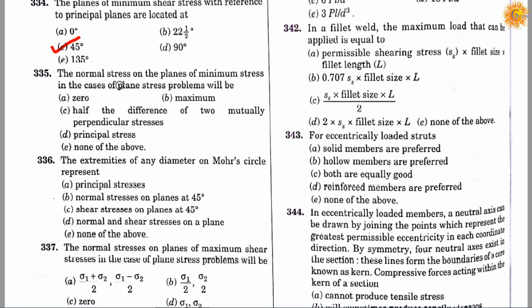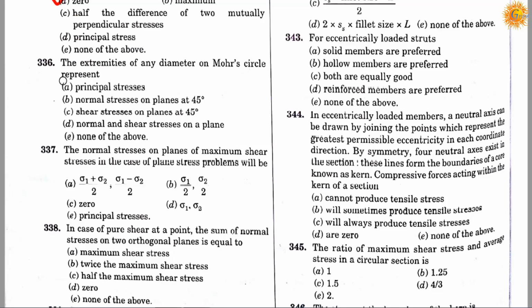335. The normal stress on the planes of minimum stress in the case of plane stress problem will be: option A, 0; option B, maximum; option C, half the difference of the two mutually perpendicular stresses; option D, principal stresses; and option E, none of the above. The correct answer is A, it will be 0.